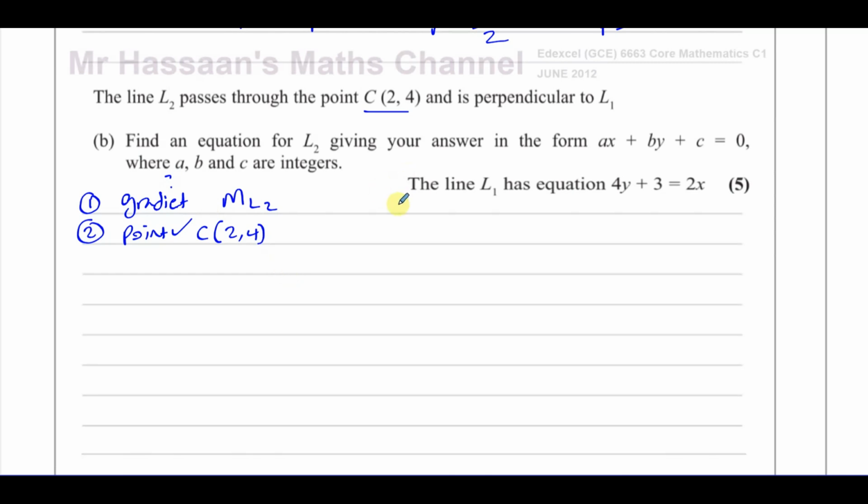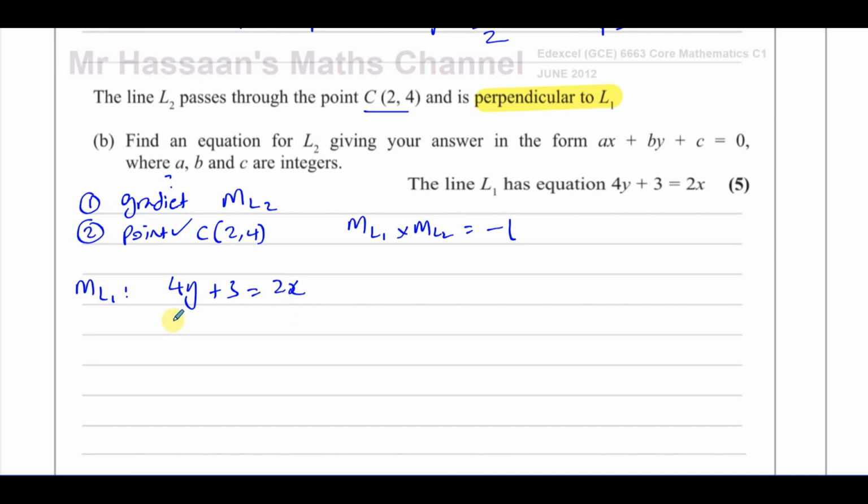We can find this because line 2 is perpendicular to line 1. If it's perpendicular, then the gradient of line 1 multiplied by the gradient of line 2 has to give you -1. They must be negative reciprocals. So how do I find the gradient of line 1? Well, I can use its equation, 4y plus 3 equals 2x. If I rearrange this in the form y equals mx plus c, making y the subject, I can read the gradient from the x coefficient.